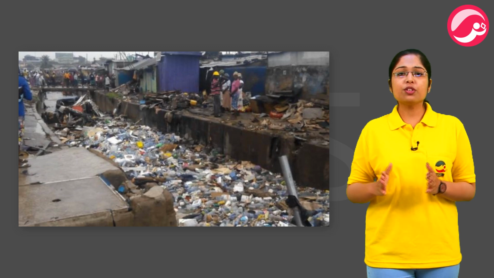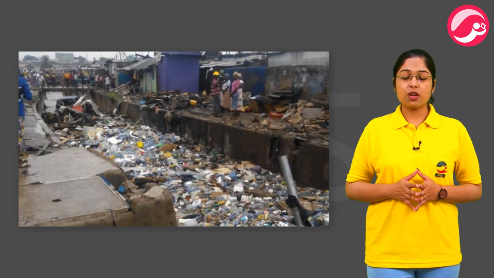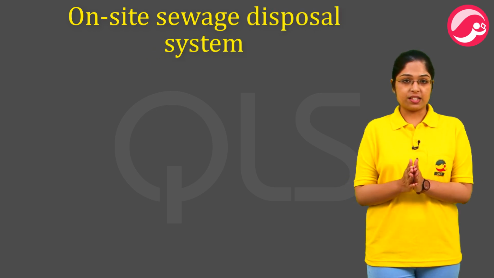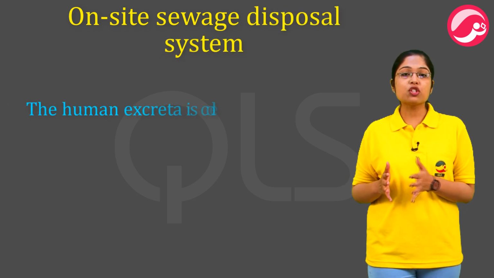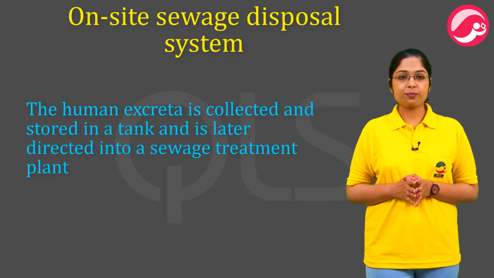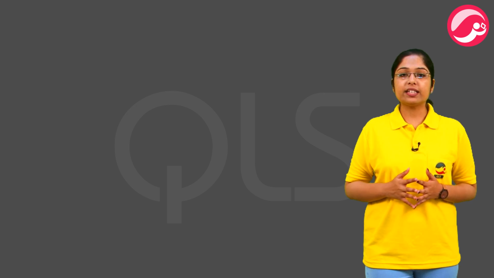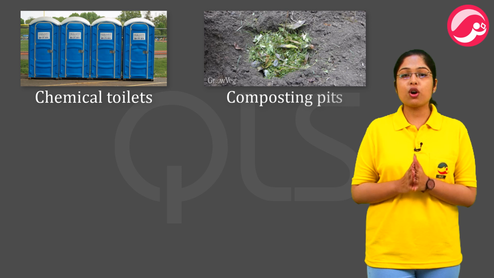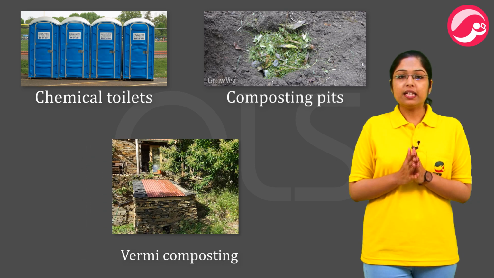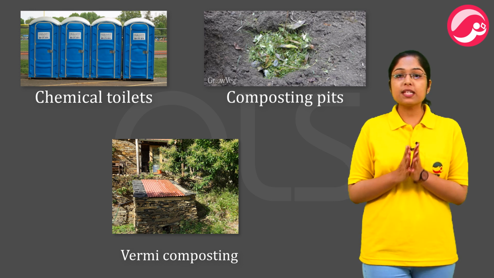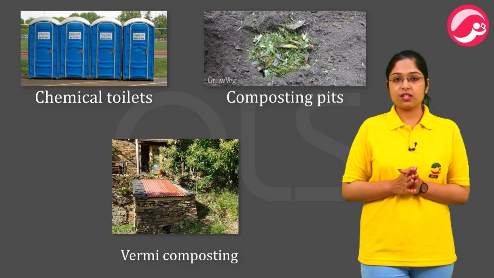Now, let's look into the different sewage disposal systems. First is the on-site sewage disposal system. In this system, the human excreta is collected and stored in a tank and is later directed into a sewage treatment plant. The excreta collected can be sent to septic tanks or chemical toilets or to composting pits or to vermicomposting toilets. These on-site sewage disposal systems are cost-effective and are best suited for places with no sewage system.